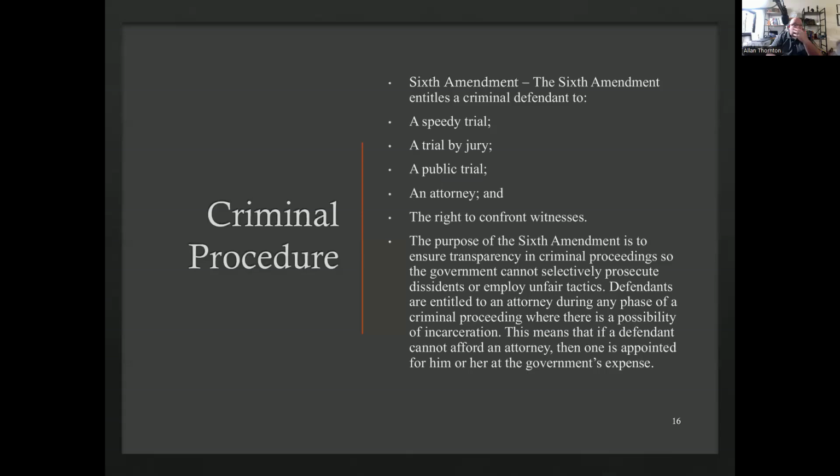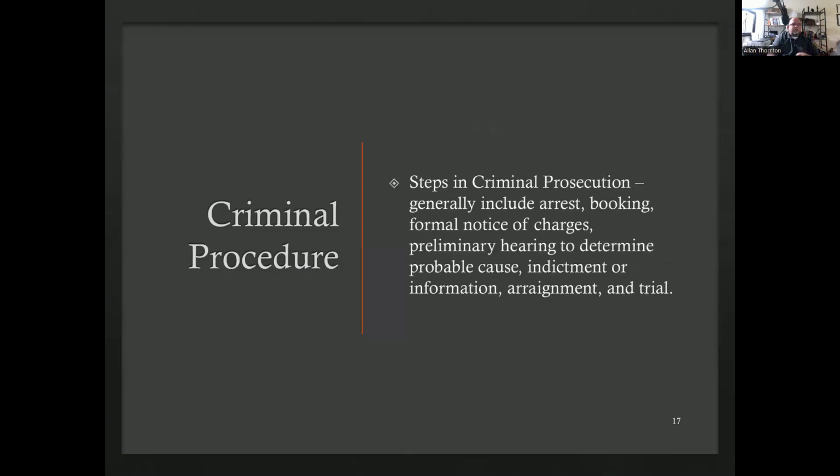Sixth Amendment is set up to ensure transparency in criminal proceedings. So the government cannot selectively prosecute dissidents or employ unfair tactics. Defendants are entitled to an attorney during any phase of criminal proceeding where there is a possibility of incarceration. Even if at the very beginning you turn down that attorney, you can get one assigned to you. It also means that if you can't afford one, of course, you can get one and the government pays for it. But you have that right to an attorney. Exercise those rights. In a business setting, you have all these same rights that apply. Exercise those rights.